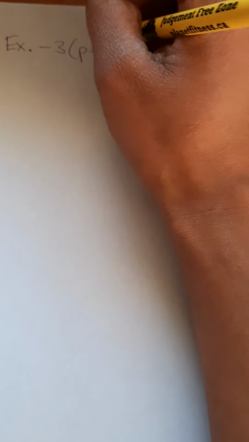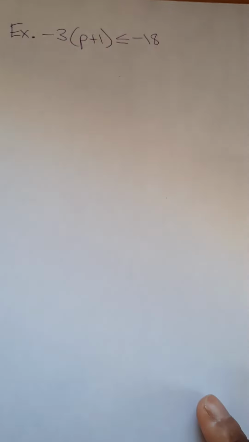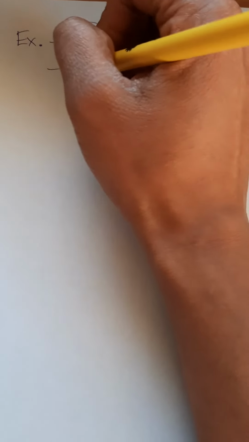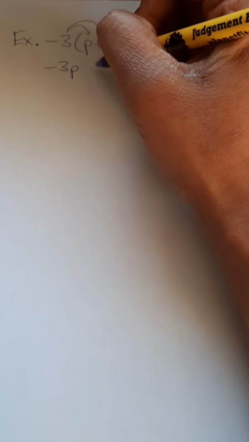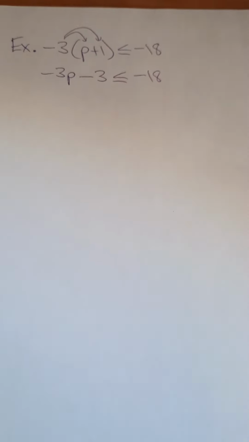So we're going to put it as an example as well. Let's try the distributive property with this question. Negative 3 times the quantity p plus 1 is less than or equal to negative 18. So say this is the question. And I'm going to open up the brackets here. So we're doing negative 3 times p, so negative 3p. And then negative 3 times 1, which is equal to negative 3. And this time, this is actually less than or equal to negative 18.